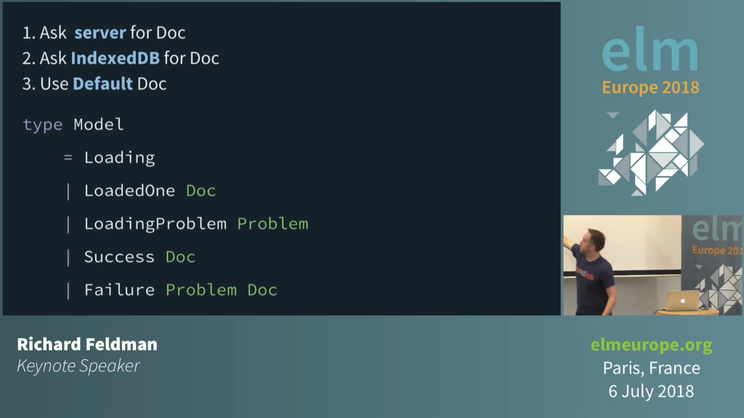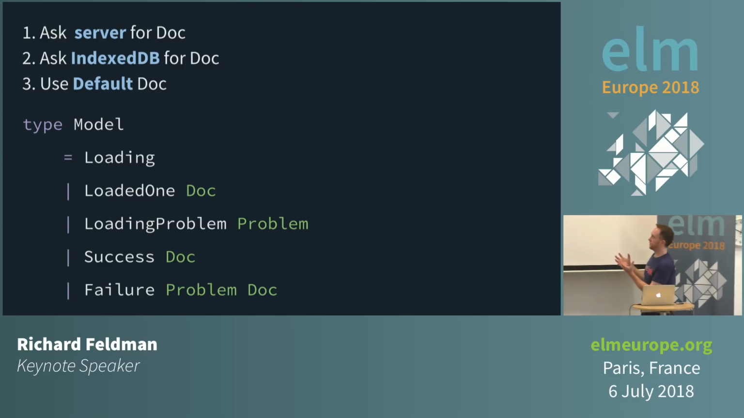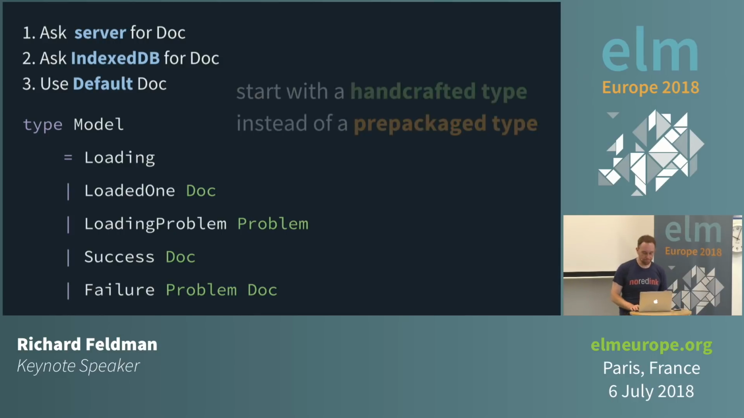So eventually, if I'm in this state, I'm definitely going to transition to the failure state. If I'm in the loaded one state, I'm definitely going to transition to either the success or the failure state, depending on whether the other one comes back with a problem. So now, I've accurately modeled all the different possible states that my app can go through on init.